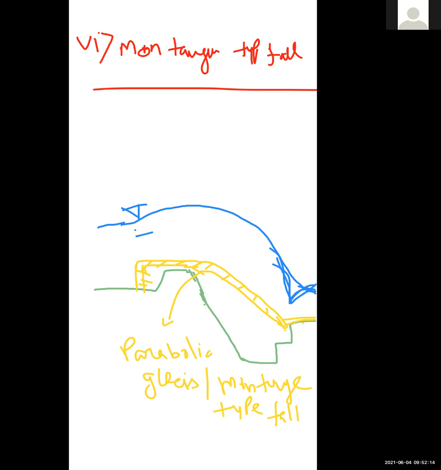So next fall is the English fall or Vertical Drop fall. This is clear to everyone. Montague type profile, also called parabolic glacis fall. Next fall is the English fall or Vertical Drop fall. Next, that is number 7.